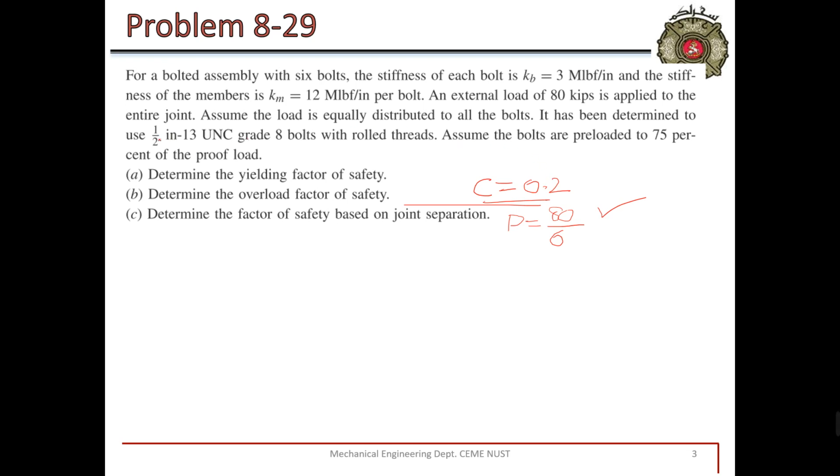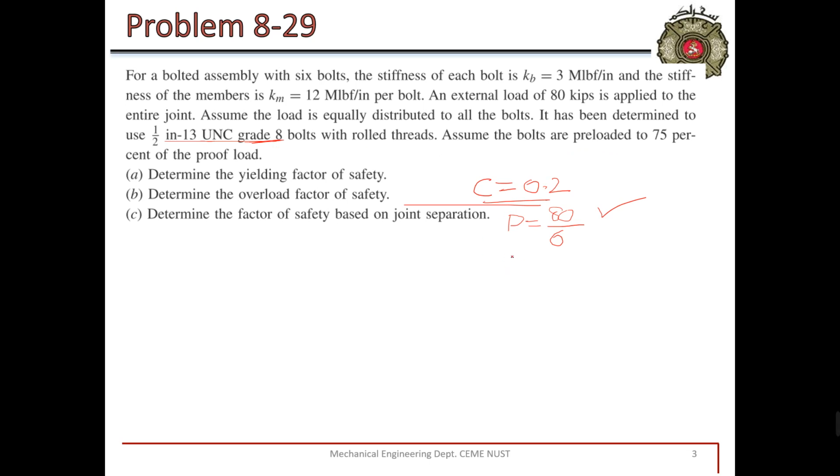Also, half inch 13 UNC grade 8 bolt. So we know the diameter of the bolt, we know threads per inch, and we know the grade of the bolt. So we know all the required data. With rolled threads, we are not concerned. Assume the bolt is preloaded to 75% of proof load.